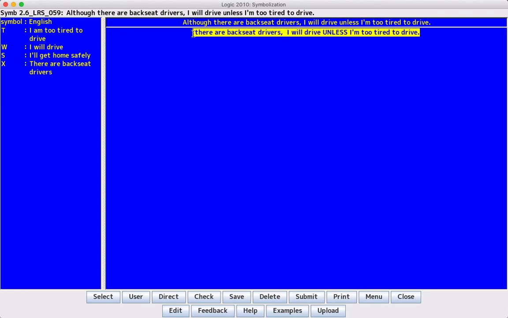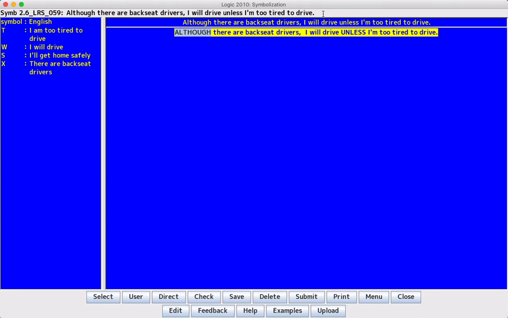So this could also be an although sentence, at least as far as we know. It could be that we took there are backseat drivers on the one hand, and I will drive unless I'm too tired to drive on the other hand, and stuck them together with although to build the sentence we're looking at. Which one did we do? Well, the sentence breaks at this comma.